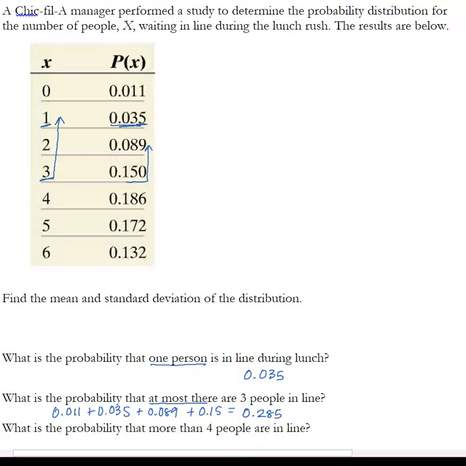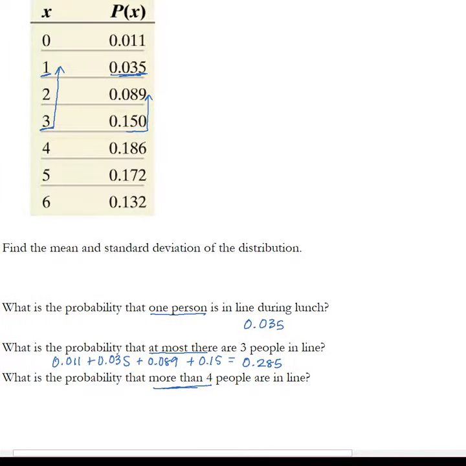The probability that more than 4 people are in line, more than 4 would be 5 and 6, so we need the probabilities 0.172 and 0.132, for a probability of 0.304.